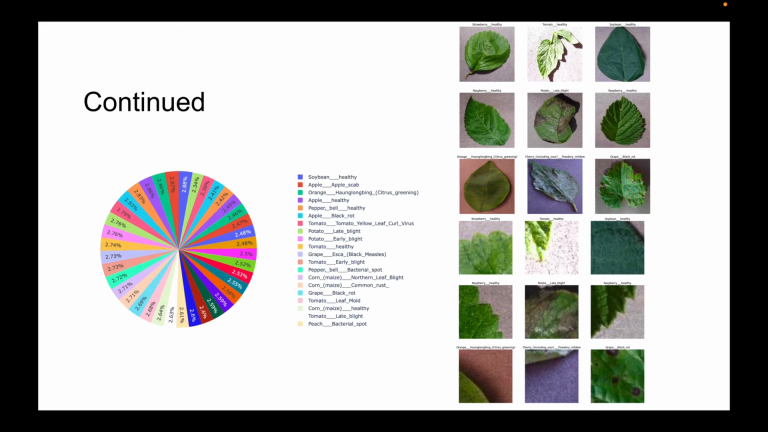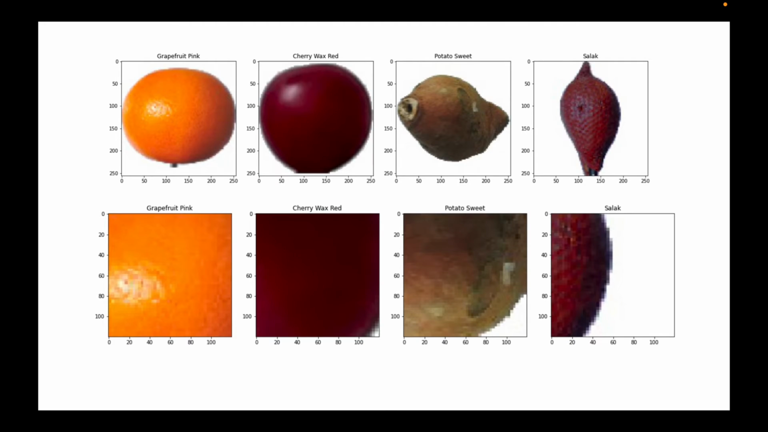On the right, we have images of the leaves and the diseases they might have or whether they're healthy, and that's included in the title. We can see the types of fruits we have, and on the bottom we have the augmented version of the top fruits. We use these augmented versions to expand the amount of training samples we have, so we have more training samples for our model.